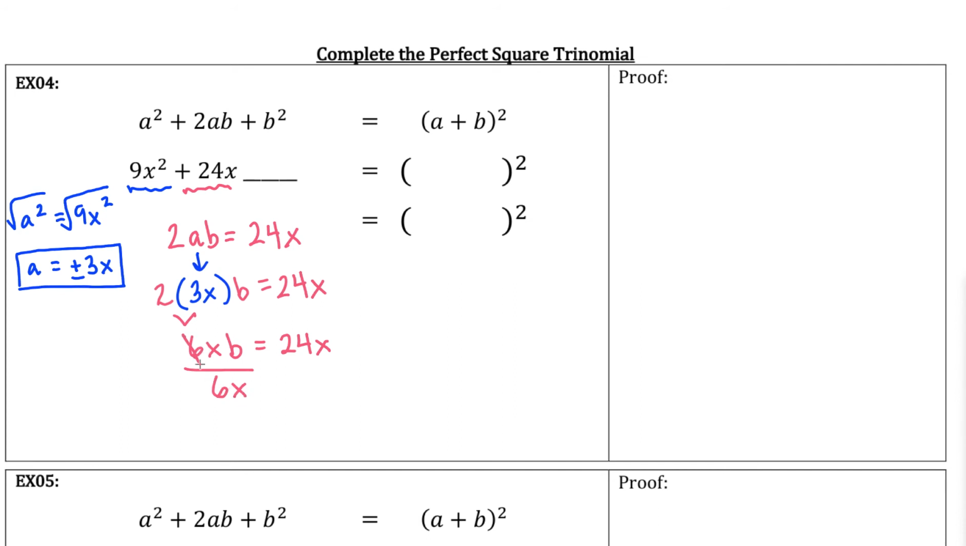If you prefer, you can actually cross them both out like that. But don't forget to do it to both sides. So b equals 24 divided by 6 is 4. X divided by x is 1. So that's gone. So b is 4. So when a is 3x, b is 4. So I can write it as a is 3x, b is 4. Not too bad.